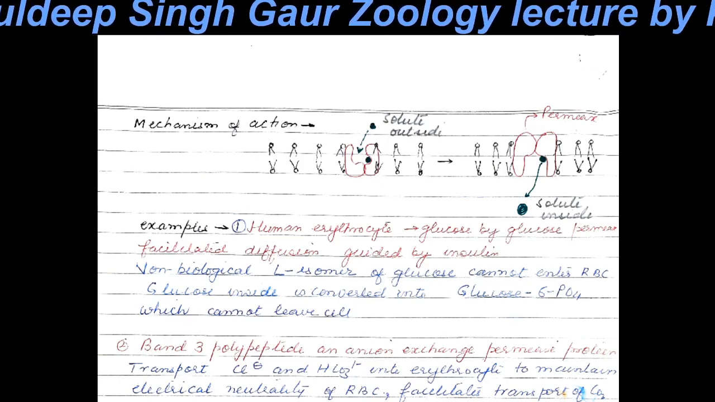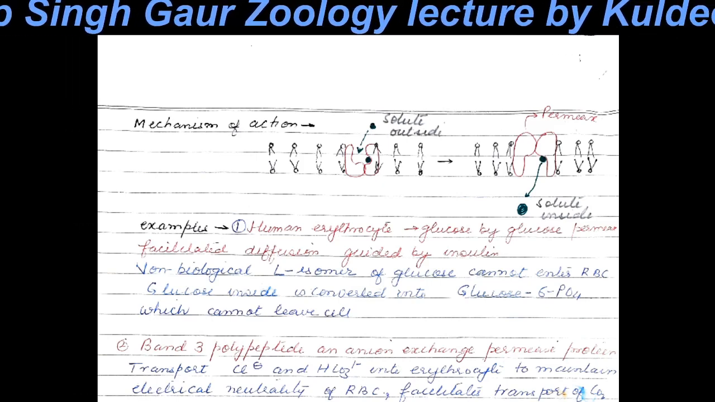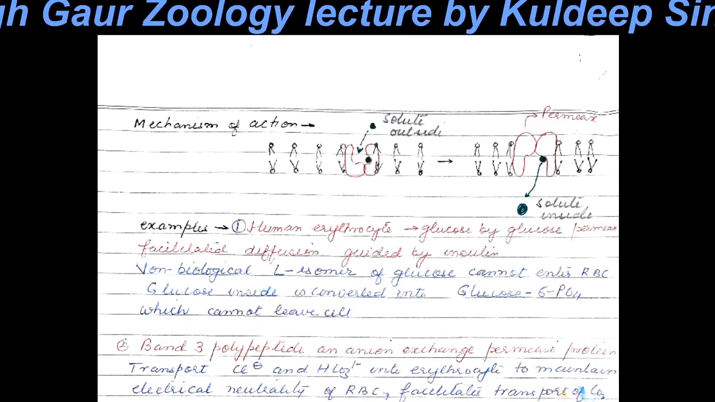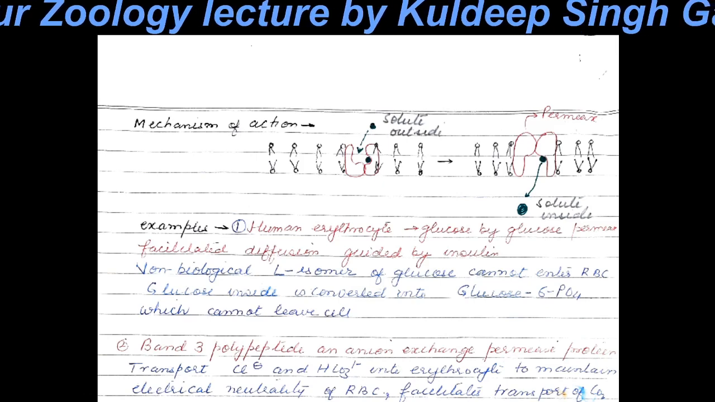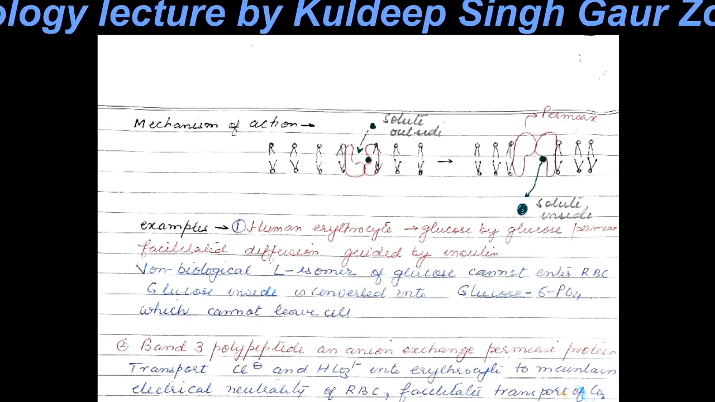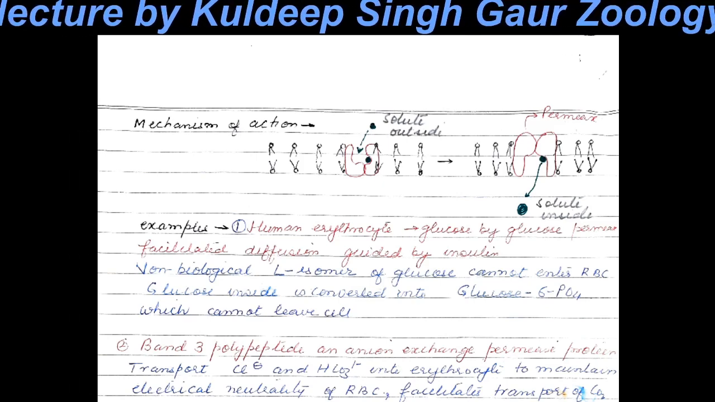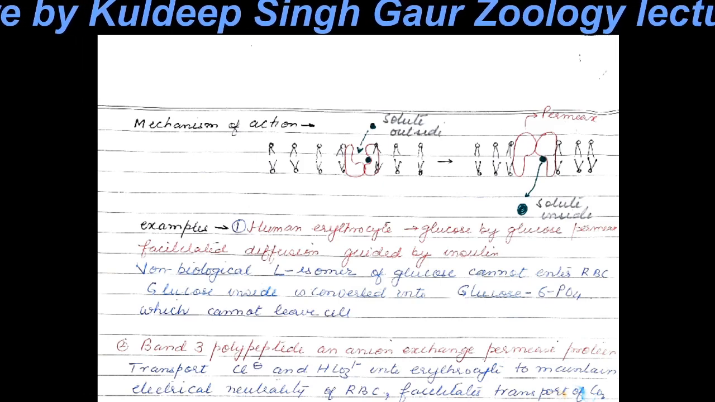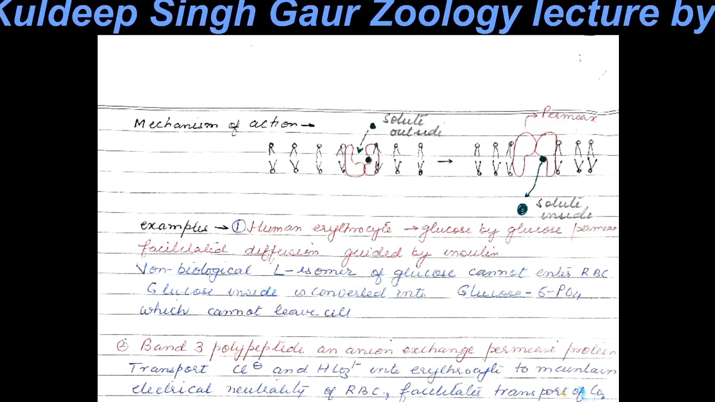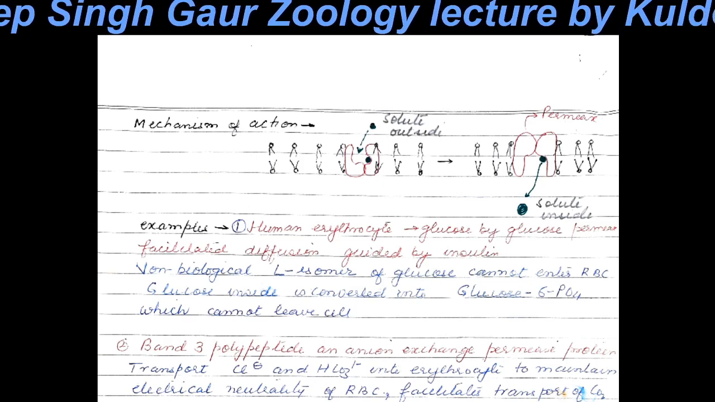Such a manner of transport happens in the human erythrocyte when it transports glucose. It is transported by glucose permease, and this transport of glucose inside the human erythrocyte is a facilitated diffusion, and it is guided by insulin.